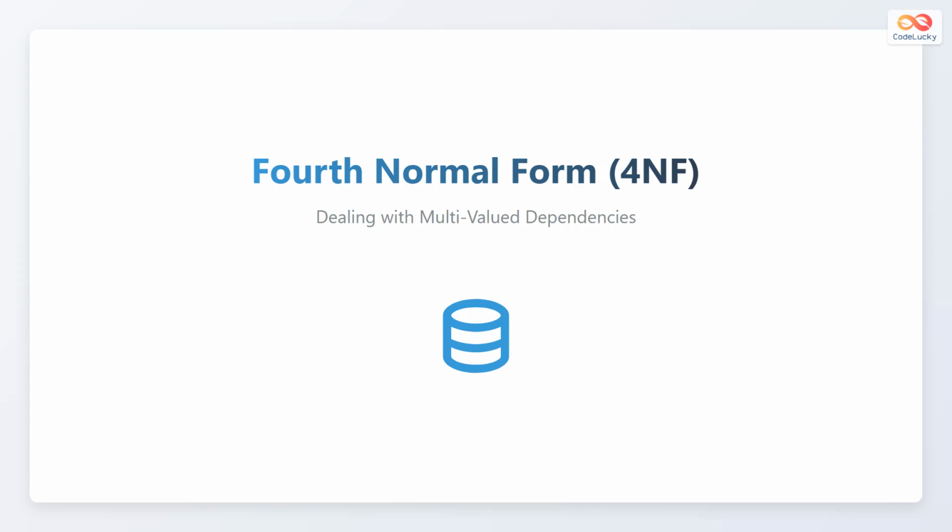In this presentation, we will explore the fourth normal form, often abbreviated as 4NF. We'll understand how it deals with multi-valued dependencies in databases. This is an advanced topic in database normalization, building upon the concepts of first, second, and third normal forms, as well as Boyce-Codd normal form or BCNF.